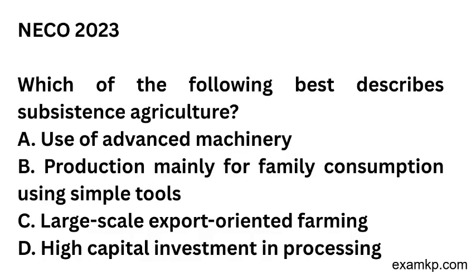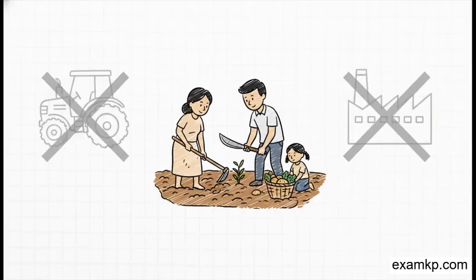And of course, the answer is B. Production mainly for family consumption using simple tools. This nails the definition perfectly. All the other options with their talk of advanced machinery, exports, and high capital are describing commercial farming. See how easy it is when you know your definitions? You can just use the process of elimination.